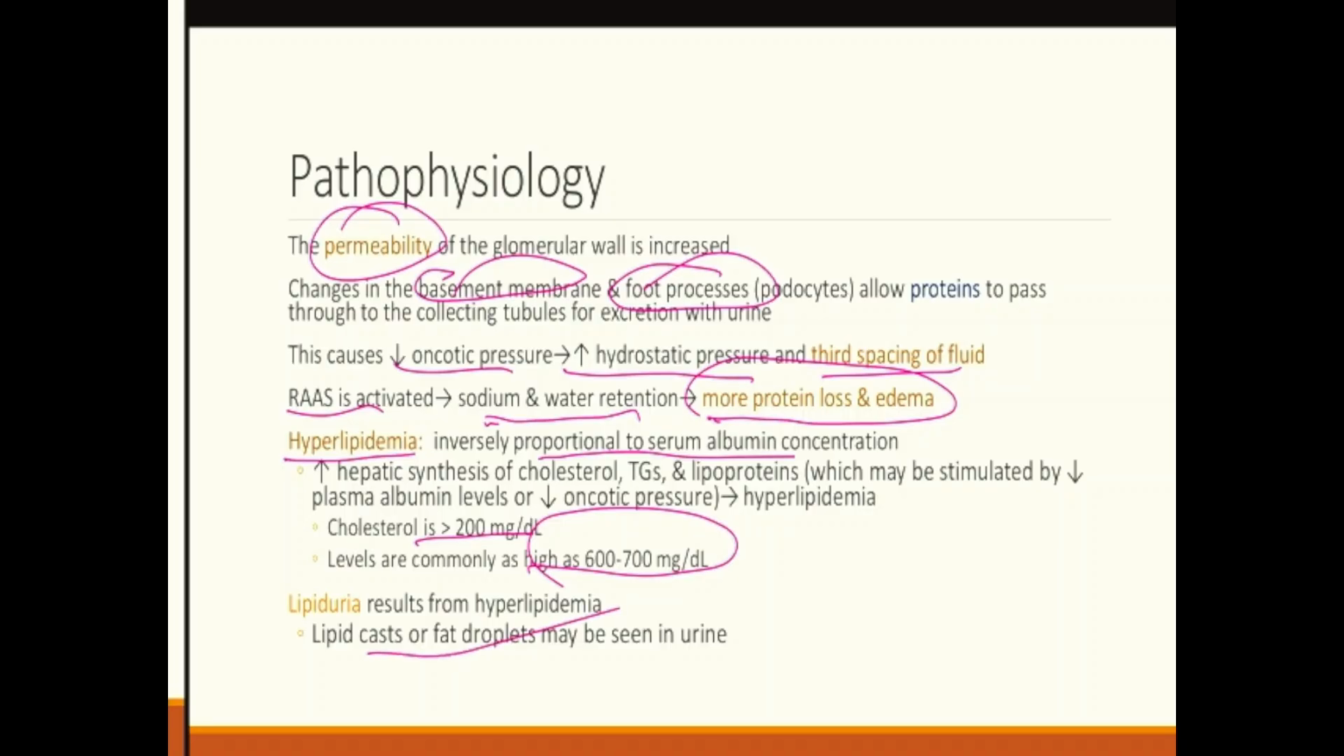And you may see lipid casts from all the lipids going into the tubes. So we talked about that type of cast. That's one of them as well.